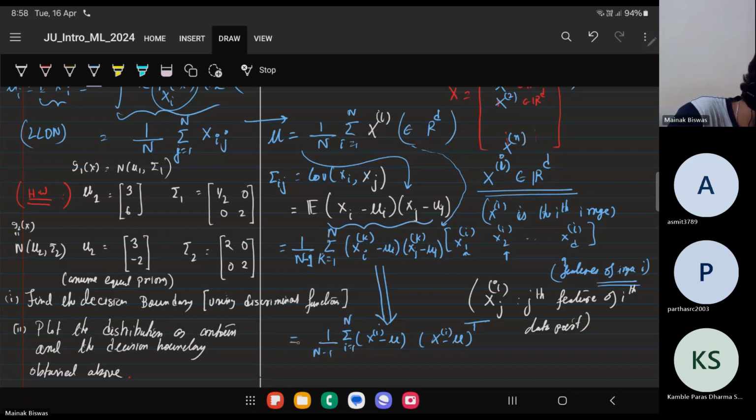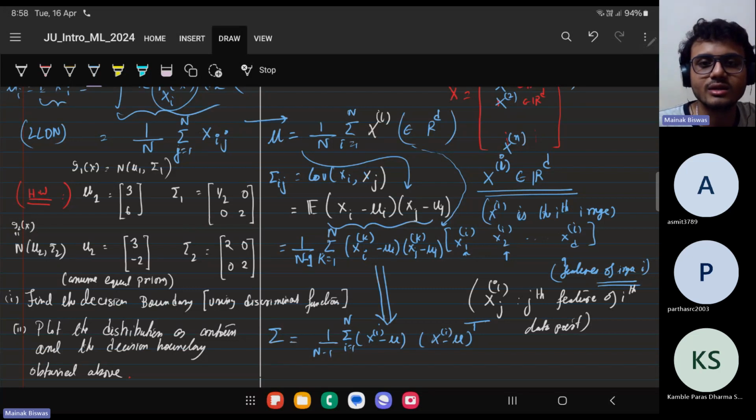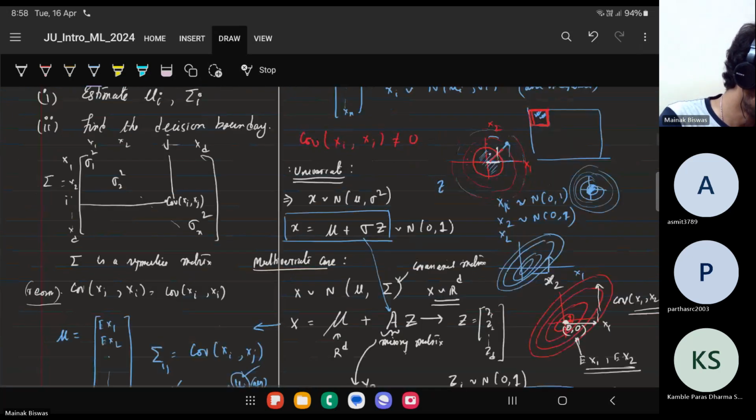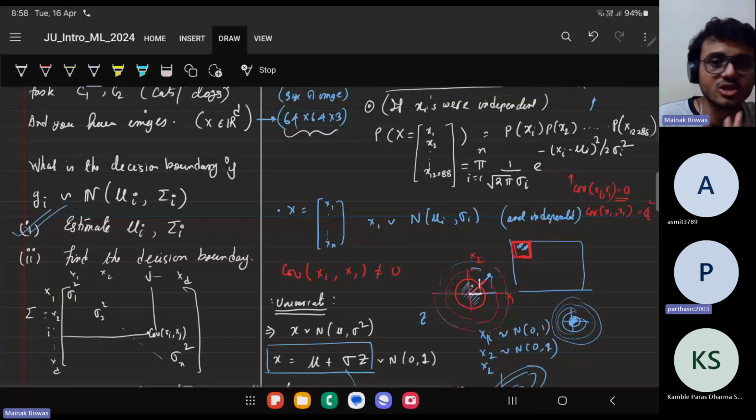Clear, everyone? So I'll get mu and sigma. If I am given data, I will get mu and sigma in this way. This is the idea. Everyone will have a covariance, everyone will have a mean, and I'll get the required mu and sigma by taking the sample mean and sample covariance. Clear? If it is not, please go back and see. Now I have estimated the parameters. Now I will have to find the decision boundary.